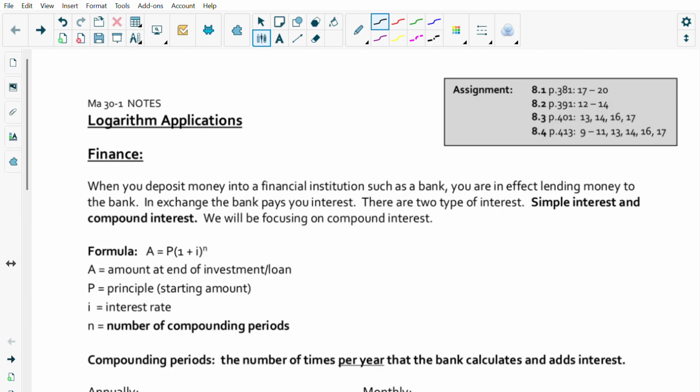There are two types of interest: simple interest and compound interest. We will be focusing just on this wonderful thing called compound interest, right? Compound interest is amazing. Okay, here's the formula. A equals P times (1 plus i) raised to exponent n. A is the amount at the end of an investment or a loan. P is the principal or the starting amount. i is the interest rate. Always a decimal. When we use the formula, it's always a decimal. n is the number of compounding periods. This is super important. It's the whole reason why we're doing this compound interest.